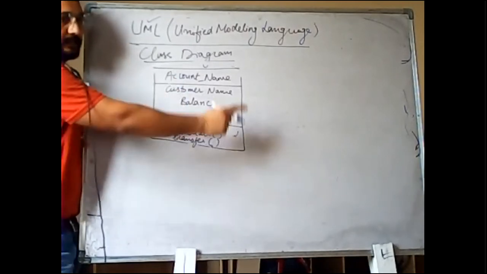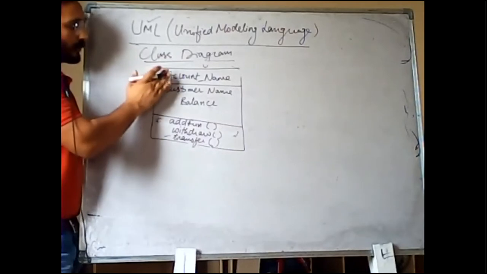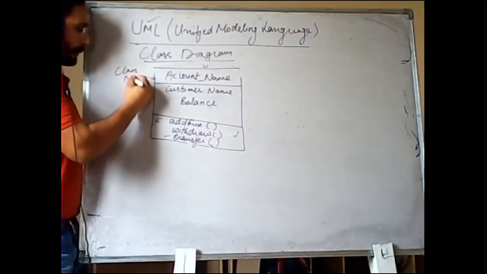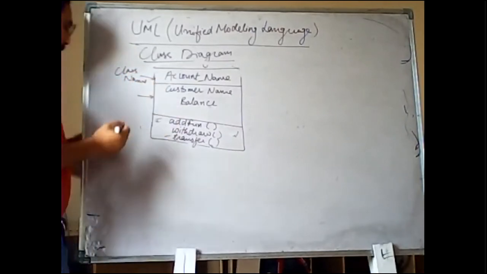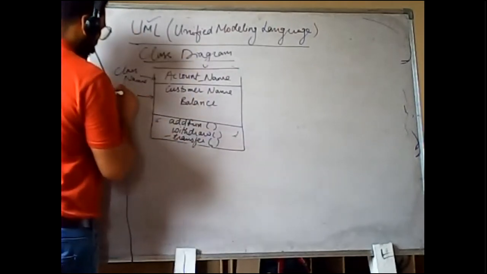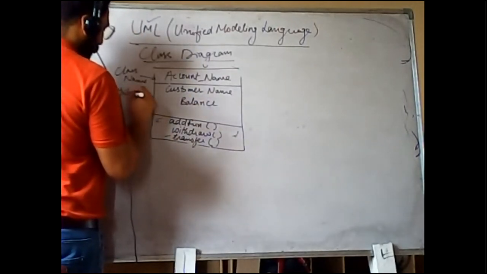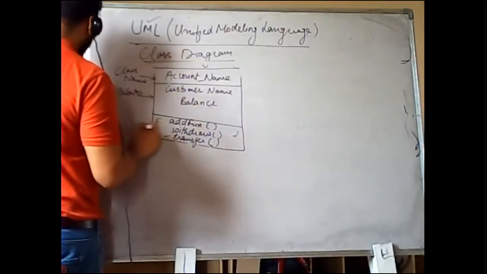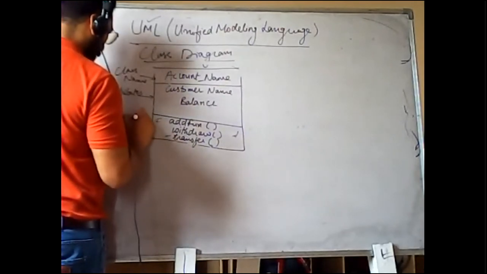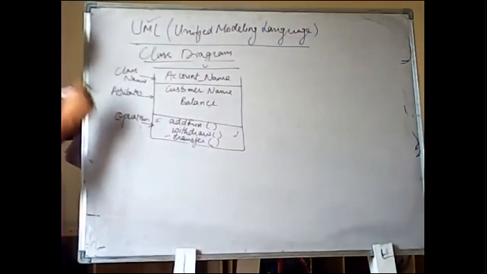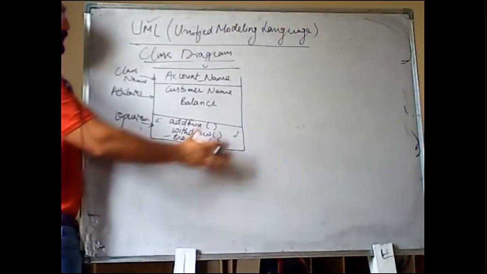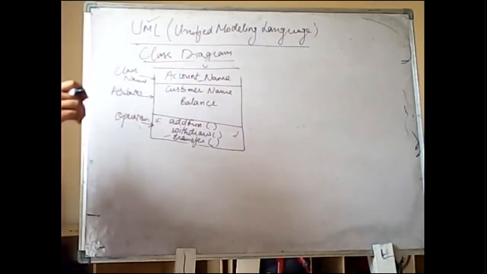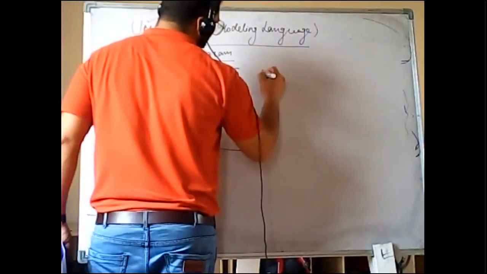Okay, this is your class. This is your type. Class name, data members. This is your class name. Okay, these are your attributes or data. Attributes or your data is in your attribute. And this is your operation. This is your class diagram.